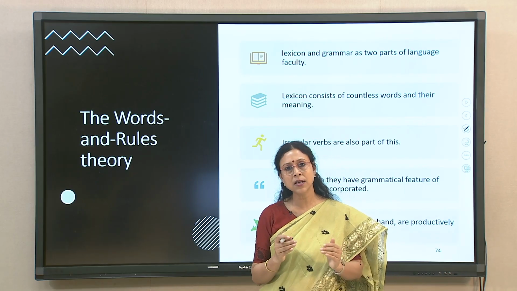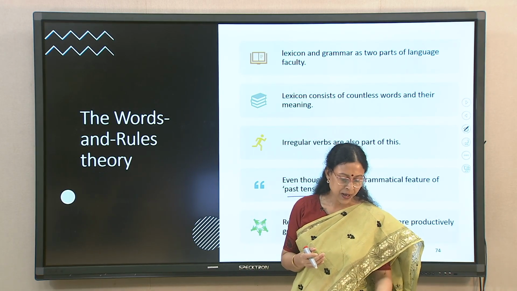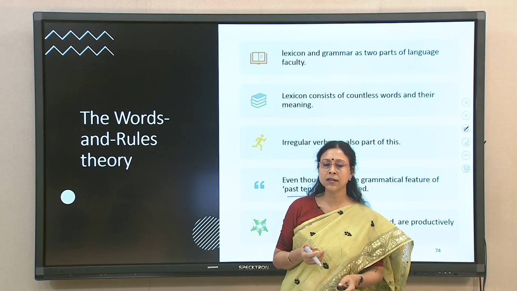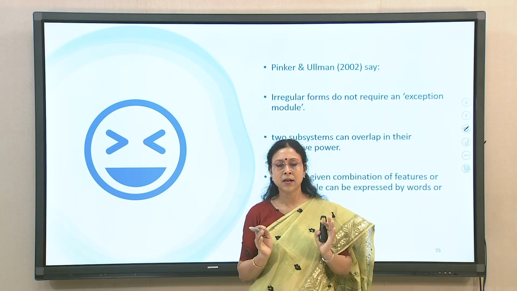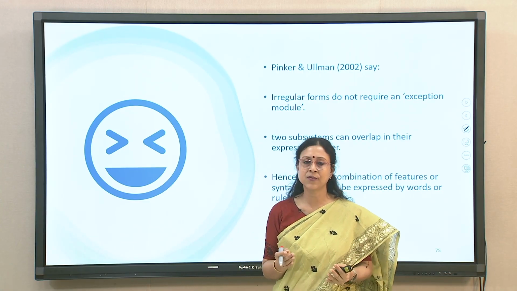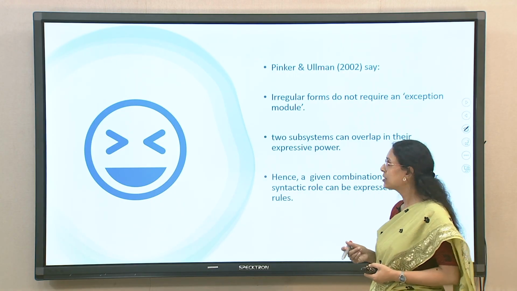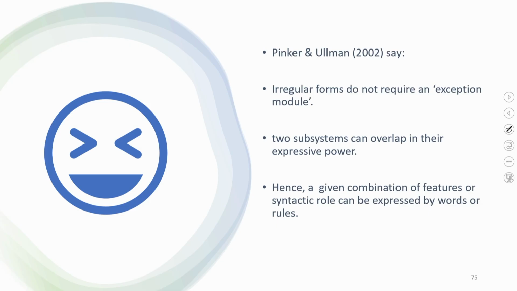So, on the one hand, the regular verbs are created by adding the inflectional morpheme, and on the other hand, the irregular ones are stored and memorized as lexical entities as they are. This is quite a well-known publication by Pinker and Ullman, where they describe this. So, irregular forms do not require an exception module. It is not an exception; they are a different category on their own. That is the idea here.